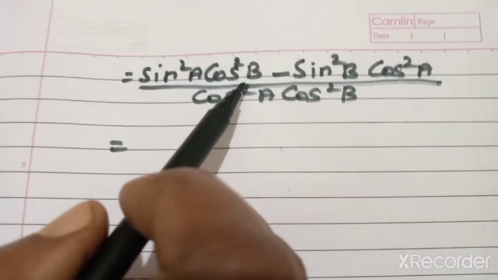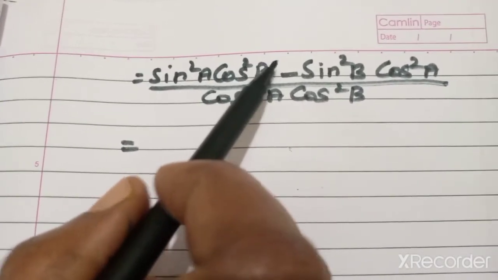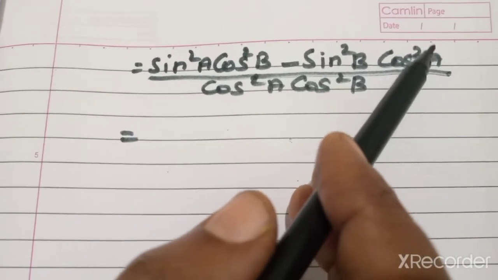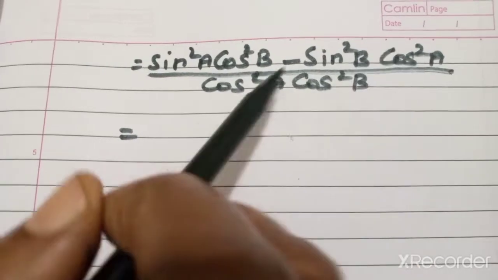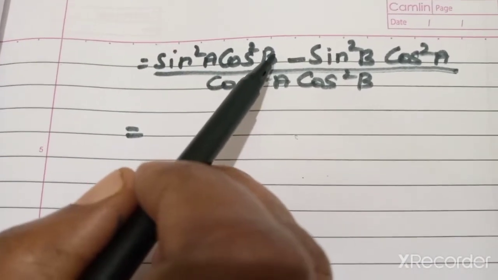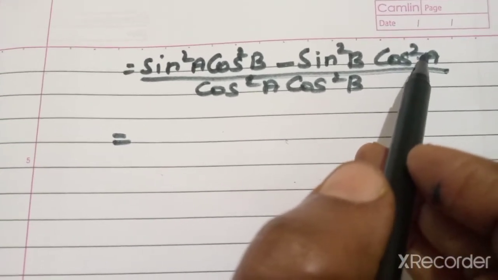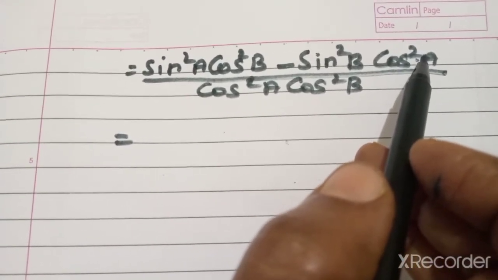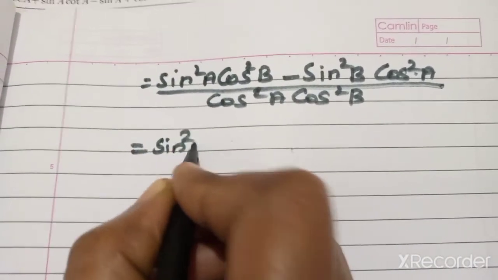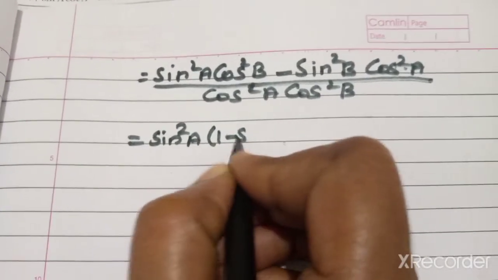We know the formula cos square theta is 1 minus sin square theta. So here, both this cos square B and cos square A term, let us change it into the sin ratio. So in place of cos square B, we have to use 1 minus sin square B, as well as in place of cos square A can be used 1 minus sin square A.